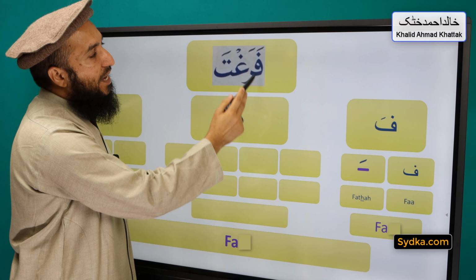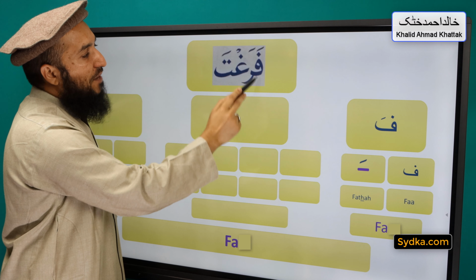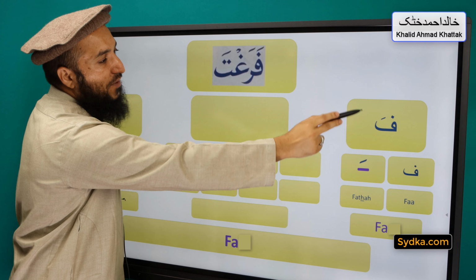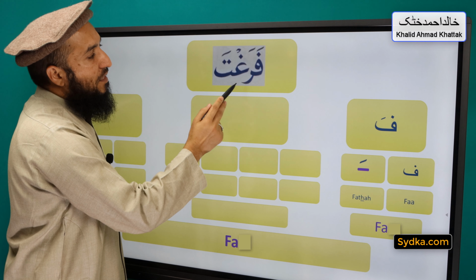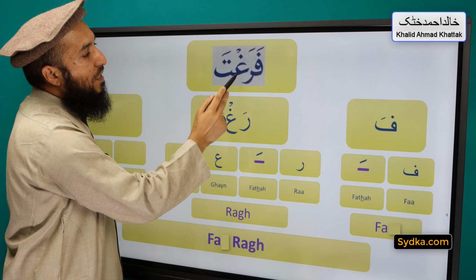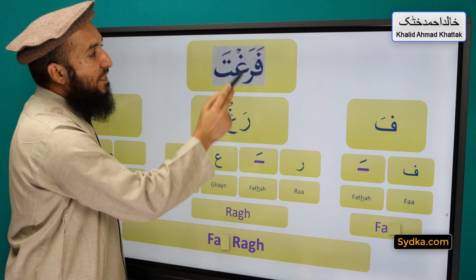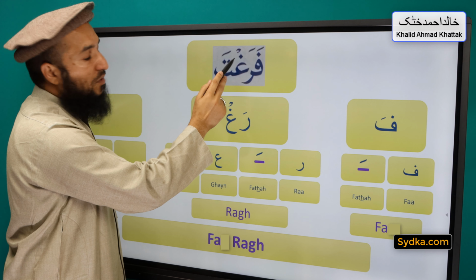Fa is a light letter, it has fatha on top of it, and it is prolonged for 1 count. Fa fatha fa. The second syllable we have is ra fatha ghain sukoon ragh. Ra is a heavy letter in this case, it has fatha on top of it, it is followed by ghain, and ghain has a sukoon.